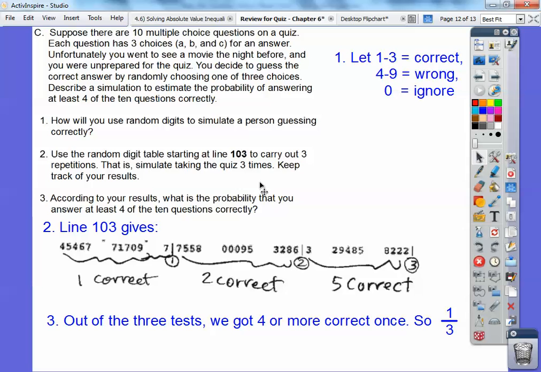Okay, so here we go. Here's line 103 right here. And then out of line 103, remember the digits 1, 2, and 3 are correct. So there's one correct answer right there, that number 1 right there. Okay, none of the other ones are correct. Okay, in this one, there's 2 correct answers. These 2 guys right here are my 2 correct answers. And then over here, there's 5 correct answers. That one, 1, 2, 3, 4, 5. Okay? So out of these 3 tests, we got 4 or more correct in only one. So the answer is 1/3. All right?